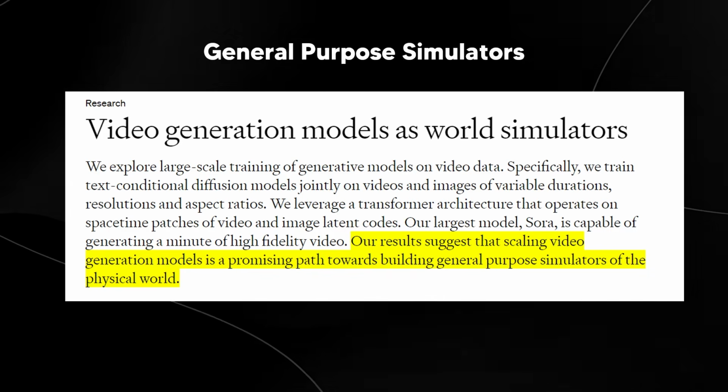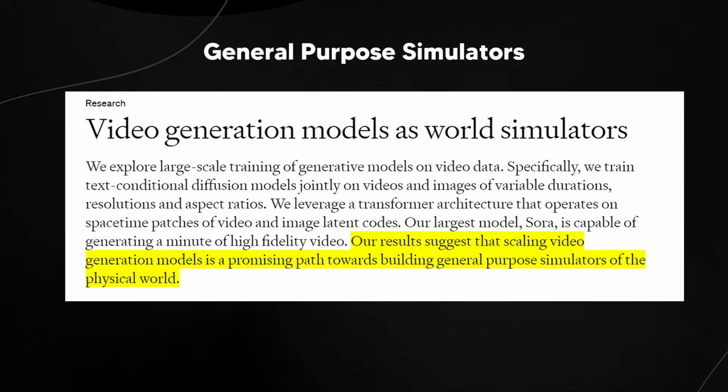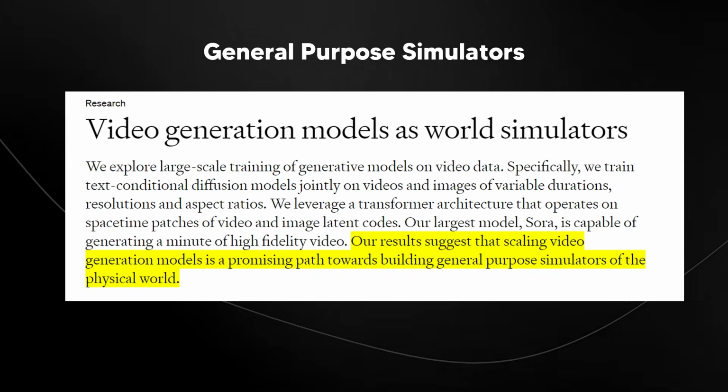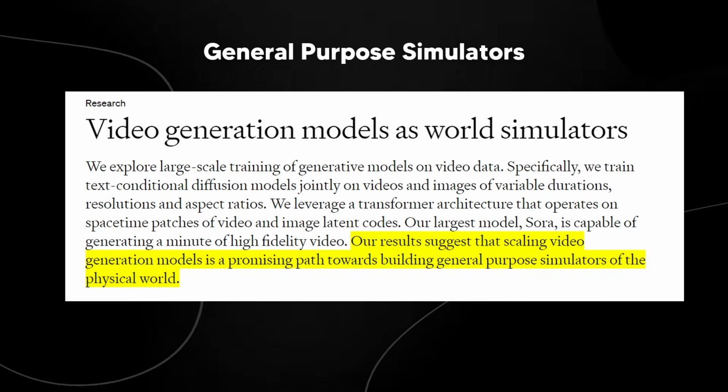And they essentially state here that their results, based on what they've done through Sora, based on some of the other experiments that they probably have done with Sora and scaling it up even more, that scaling these video generation models is the path towards building general purpose simulators of the physical world.